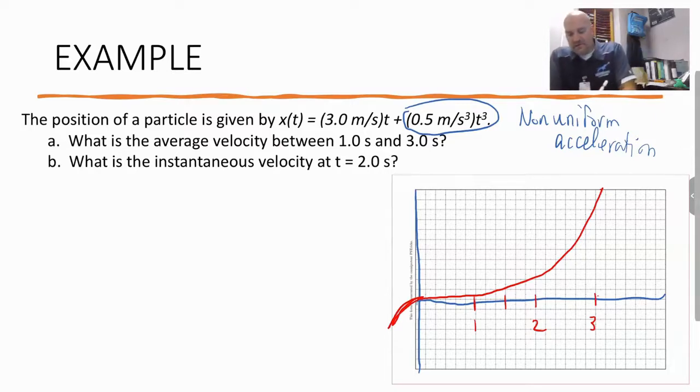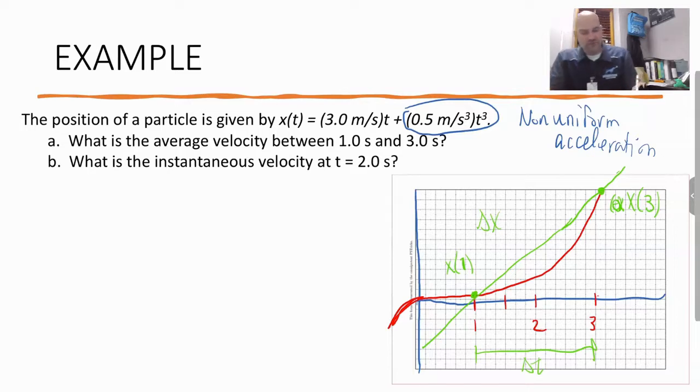Okay. So what I need to do to find the average is find the slope. Sorry, my iPad's moving. The slope of the secant line between points 1 and 3. So what does that mean? I need to find x of 1, and I need to find x of 3. And then I find the slope, because here's my delta t, okay? But I need to find my delta x by finding those 2 points.